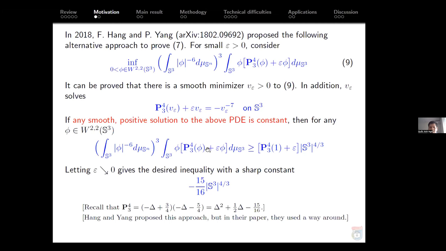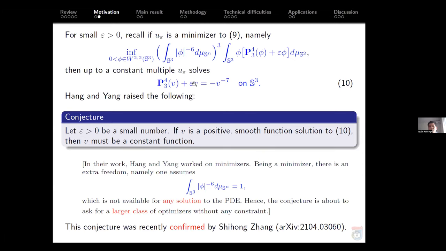So you arrive at this inequality, and you just simply send epsilon goes to zero, and the right hand side gives you the sharp constant. And of course, on the left hand side, you have some quotient of energies, and multiply both sides by this Lebesgue norm, and you have the Sobolev inequality for a fourth order operator on a three sphere. So that's the strategy of Hang and Yang. Okay. So unfortunately, they cannot do that. So they expect that, and then they put it as a conjecture. The conjecture is as follows. If epsilon is sufficiently small, then any positive smooth solution to this fourth order PDE on three sphere must be constant. So if we have an affirmative answer to this conjecture, that immediately gives another proof for the Sobolev inequality for fourth order operator on three sphere.